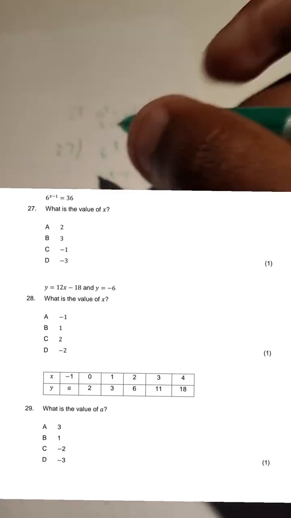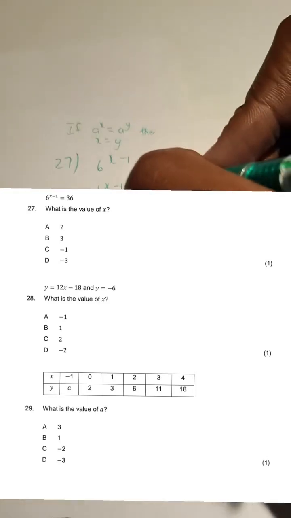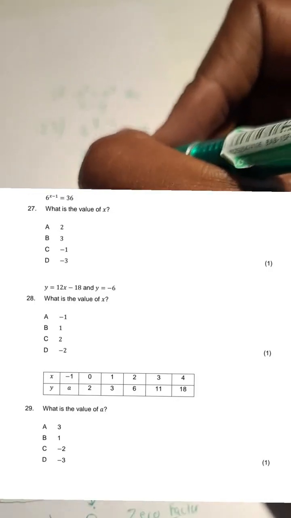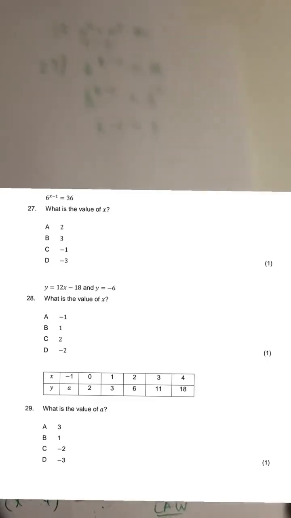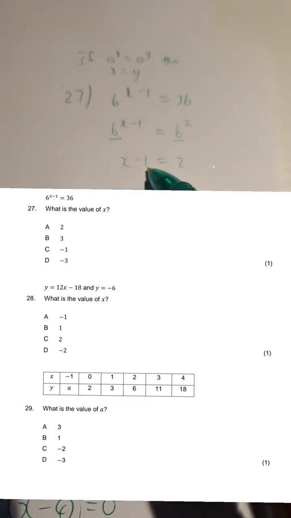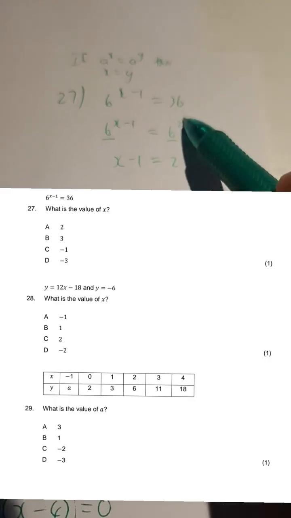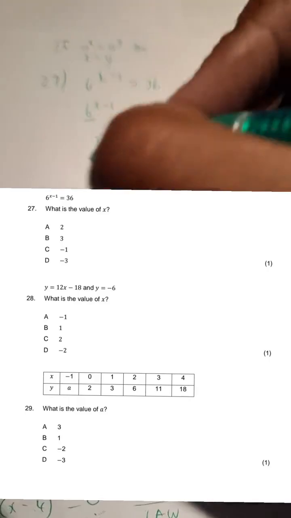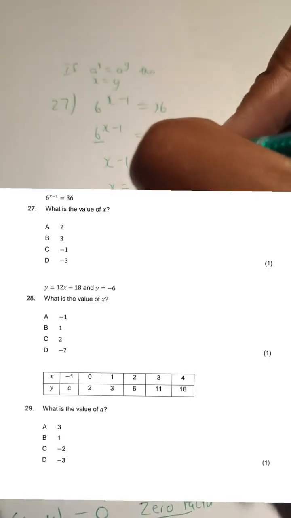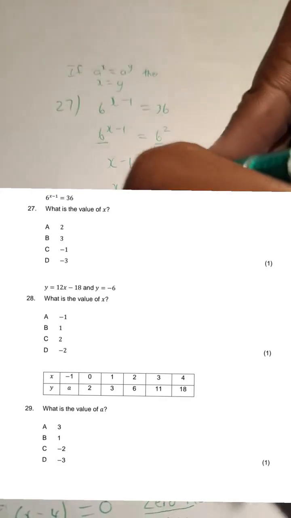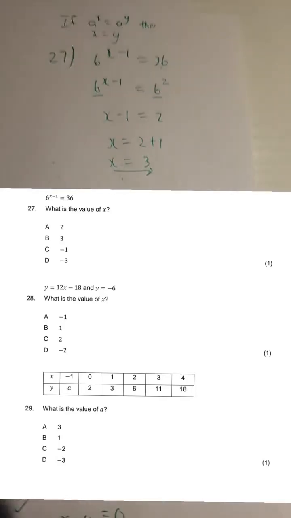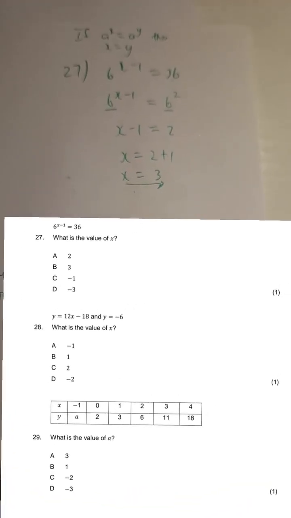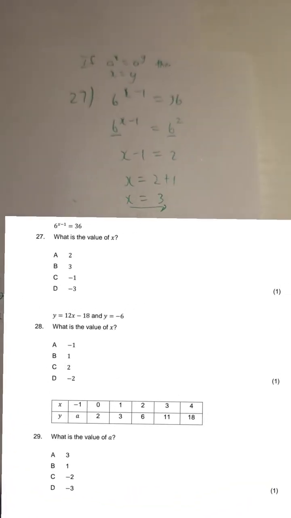So since I now have base 6 on the left and base 6 on the right, I can now drop the base and equate the exponents. So I'm going to say x minus 1 is equal to this 2 because the bases are the same. And then I can solve for x here. So x is equal to 2 plus 1, which means x is equal to 3. Finished. Done. Dusted.